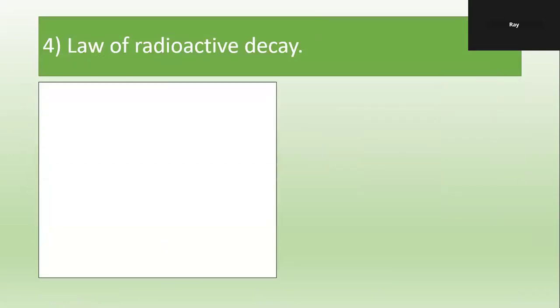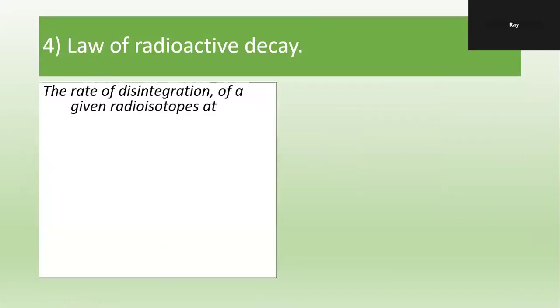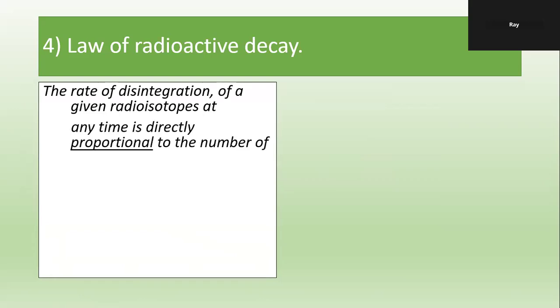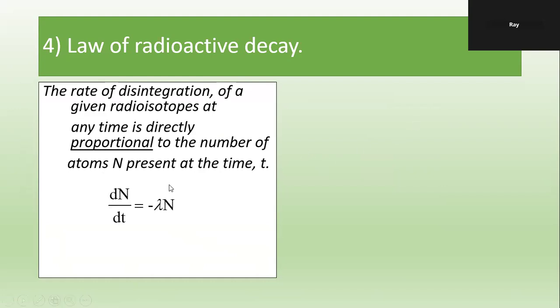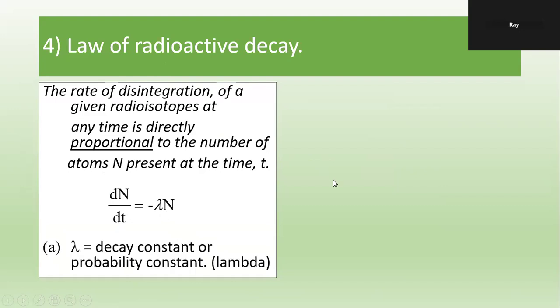Law of radioactive decay: the rate of disintegration of a given radioisotope at any time is directly proportional to the number of atoms N present at the time t. So we can write a differential equation: dN/dt = -λN. Lambda is called the decay constant or probability of decay. It's a Greek alphabet, lambda.